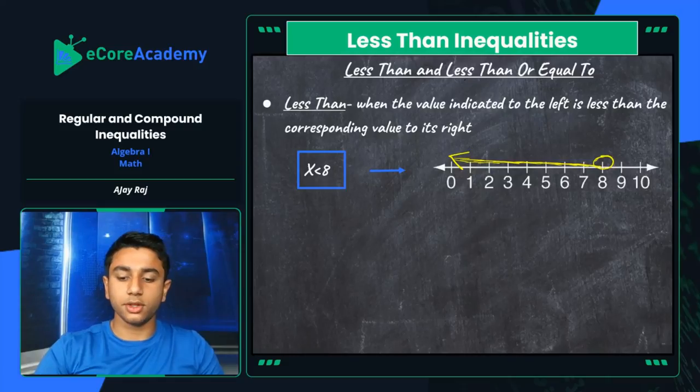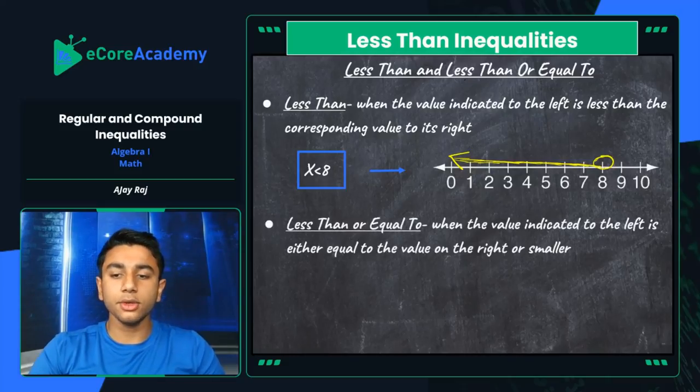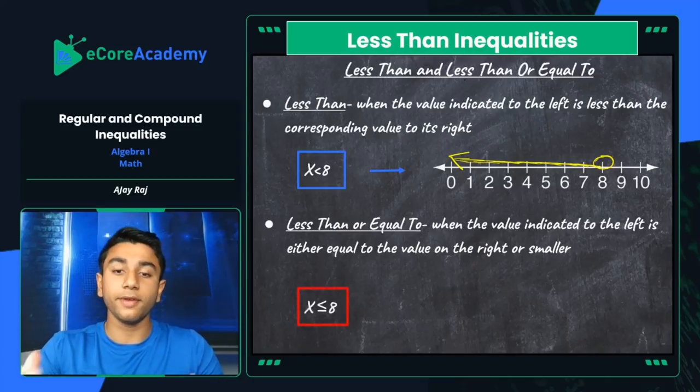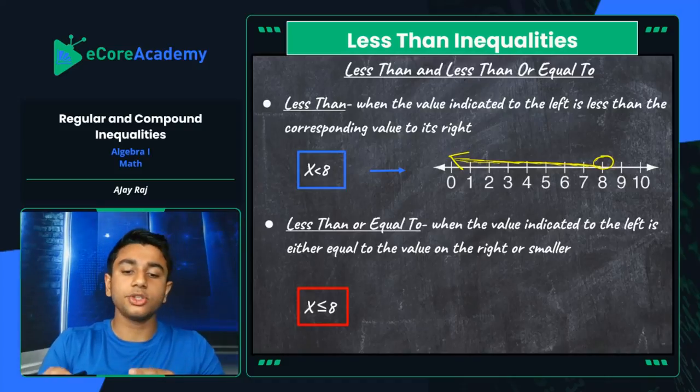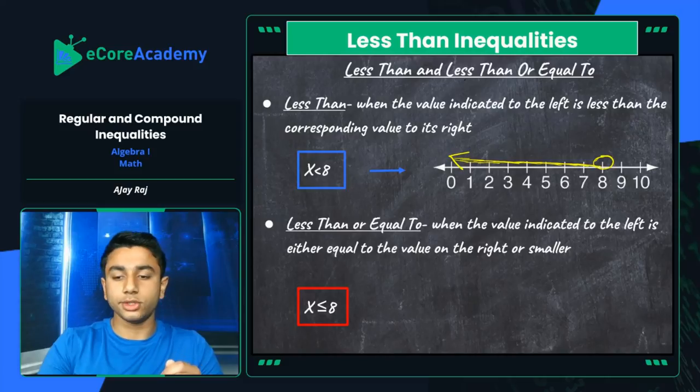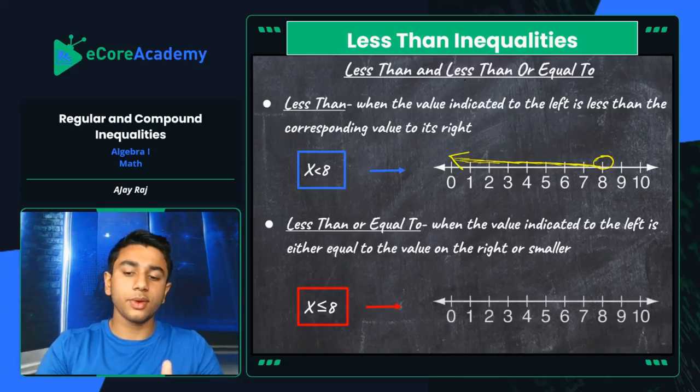That's our representation right there. Now for our less than or equal to values, it's when the value indicated to the left is either equal to the value on the right or smaller. So it can not only be less than, but it can also be equal to. So in this case, it could be a value like x is less than or equal to 8. You would have that less than sign, but you'd also have that small line at the bottom that's representing less than or equal to. So how exactly would we represent that?